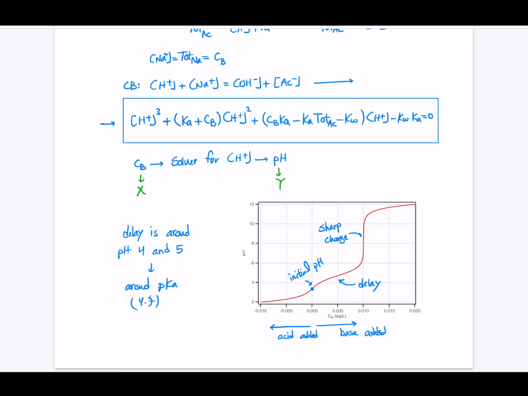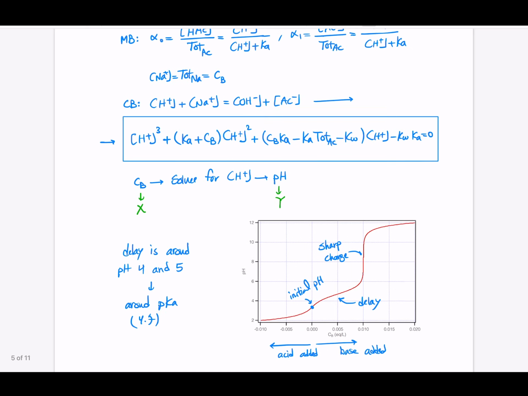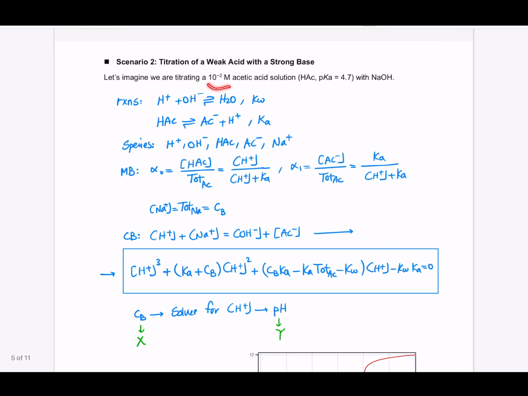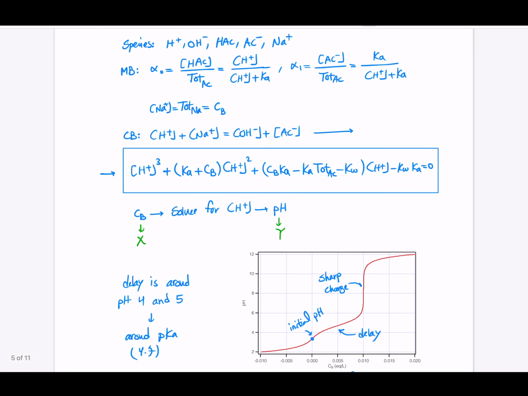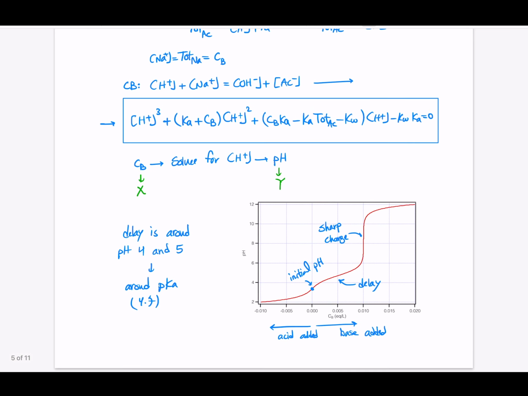titration. First, we could calculate how much of that acid or base we have in the sample by knowing how much delay there is in terms of the x-axis. So here in this case, for example, getting from here to here requires 10 to the minus 2 molar of base to be added, which is exactly equal to how much acid we had. So that's one piece of information. The second, in terms of the y-axis, is that the delay is around the pKa.